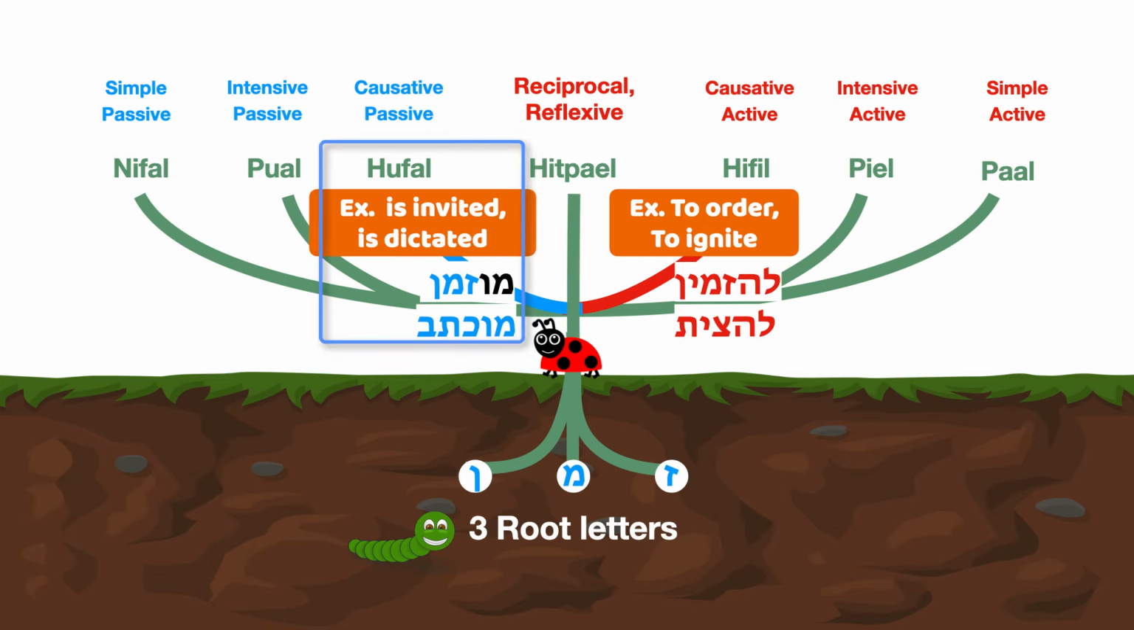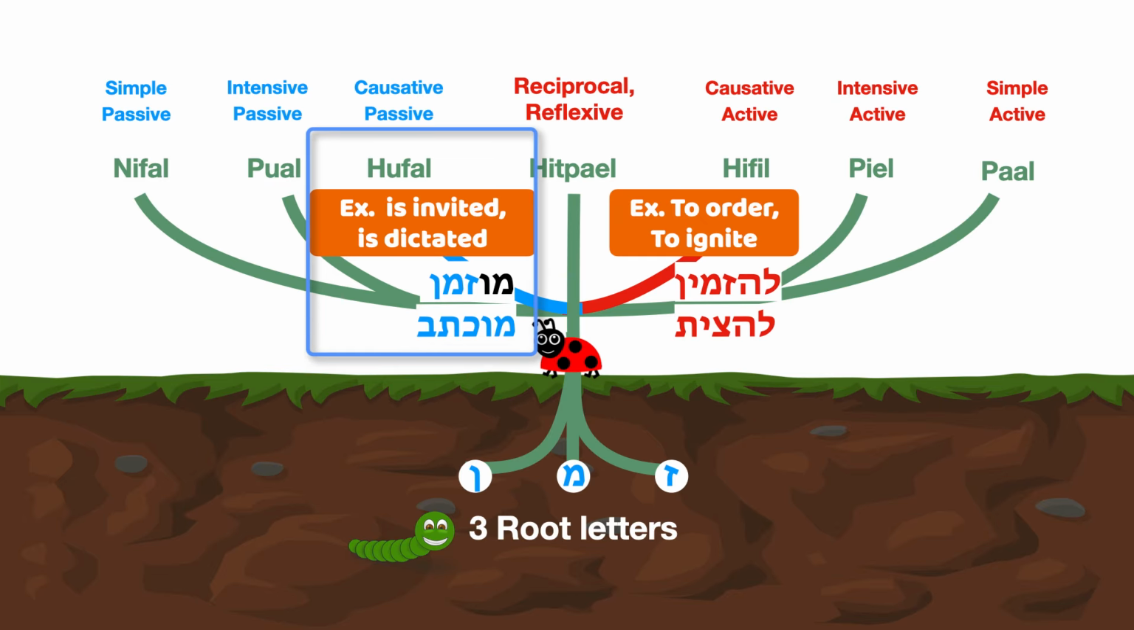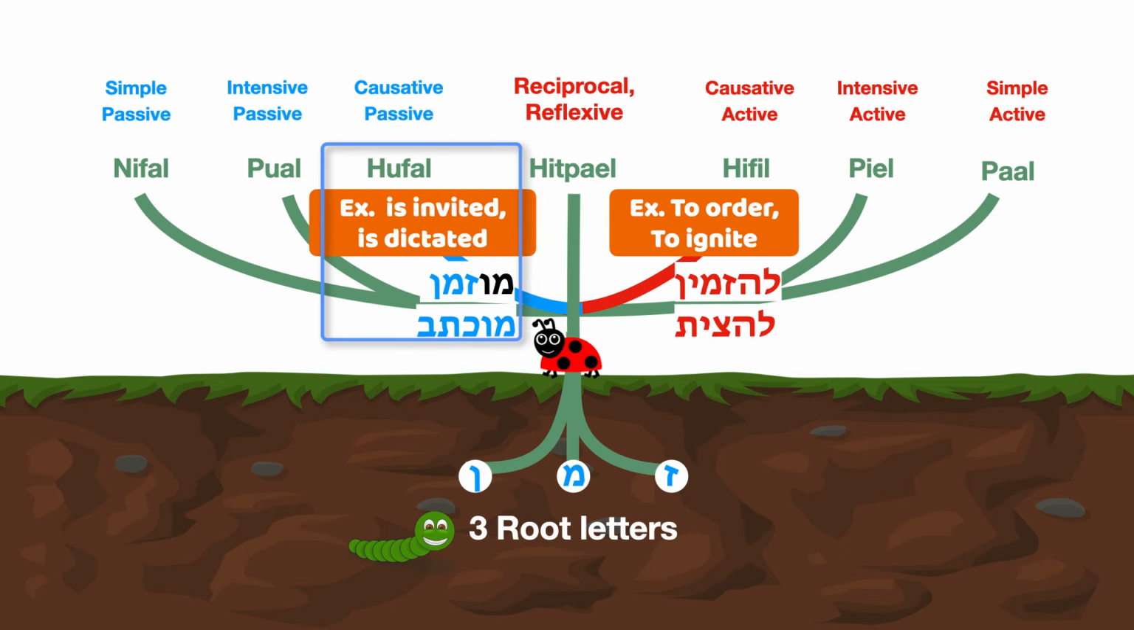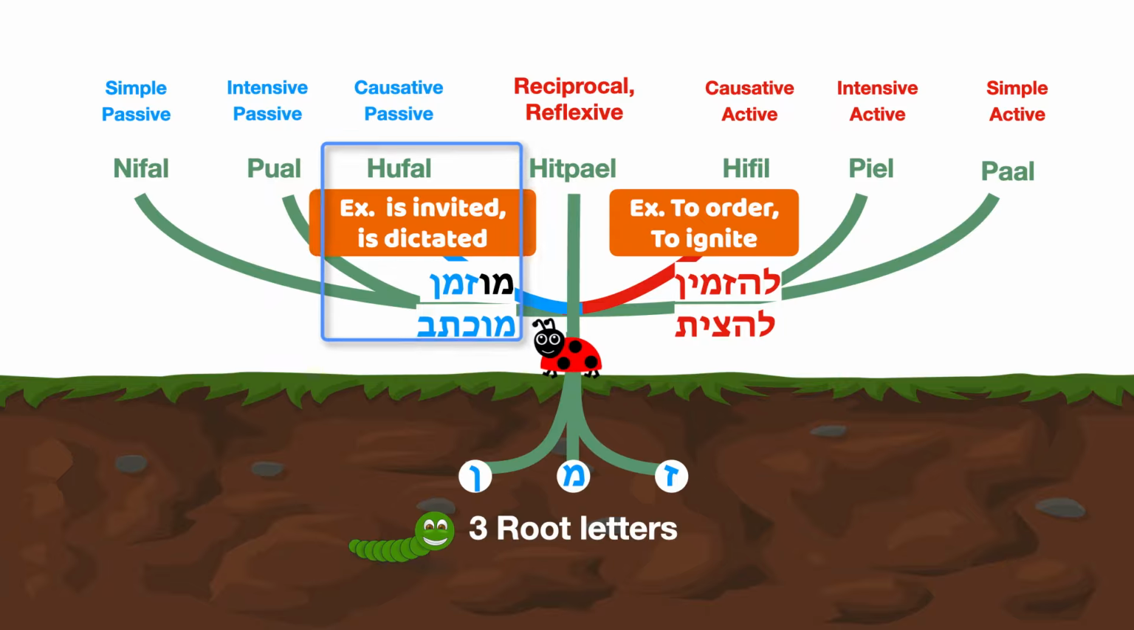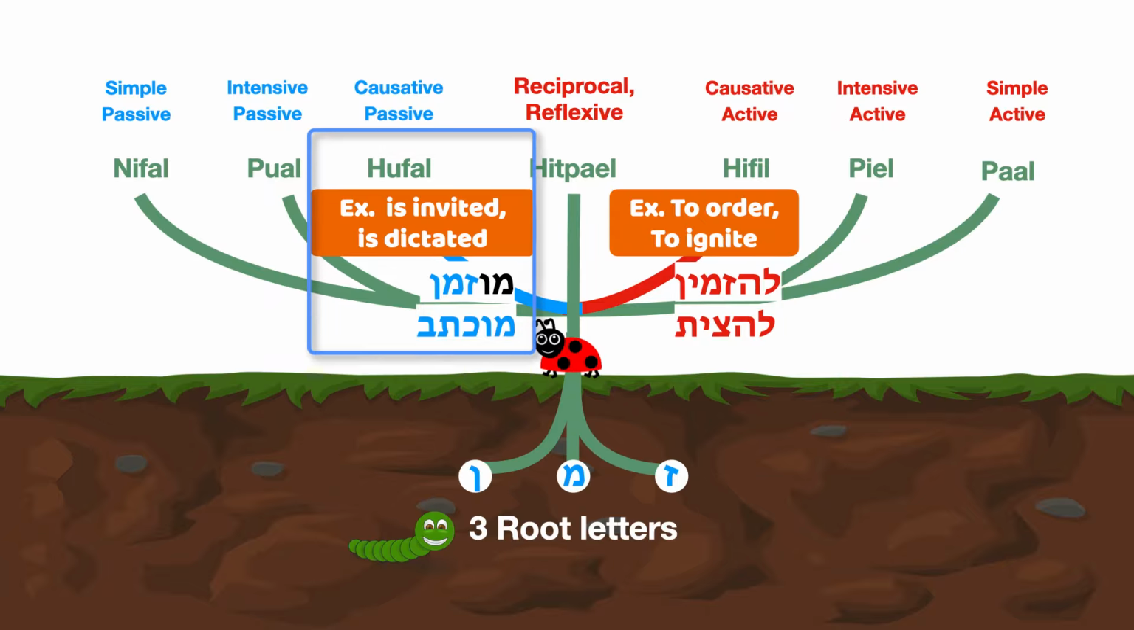Now let's see the passive counterpart of Hephil verbs. These are Whofoul verbs. Whilst Hephil verbs describe actions that create a cause, Whofoul verbs describe an effect. So typically, a Hephil verb such as to order will have a Whofoul counterpart, is ordered. The general rule to form the present or participle form of Whofoul verbs is to put a mem and a vav as a prefix to the root.